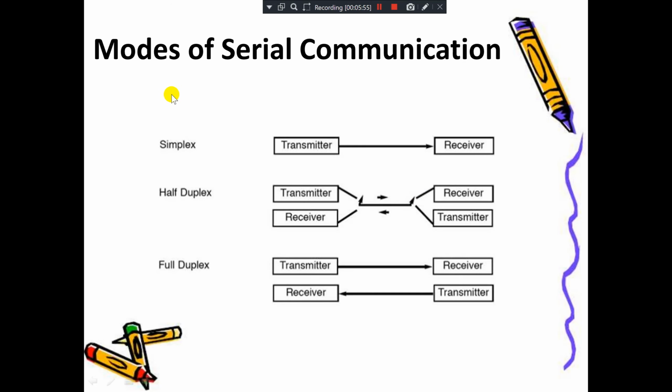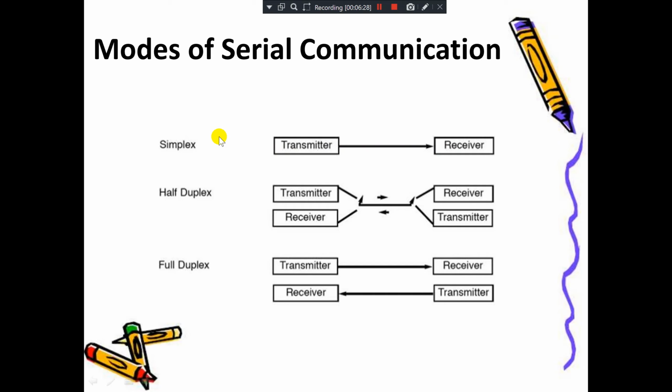Next, in this slide we are going to discuss different modes of serial communication. Here there are three types: simplex, and duplex, which is divided into half duplex and full duplex. In simplex serial communication, as the diagram indicates, we have a transmitter and a receiver connected by only one single wire. That means it is one-way communication. Only the transmitter can send data to the receiver. The best example is a printer.